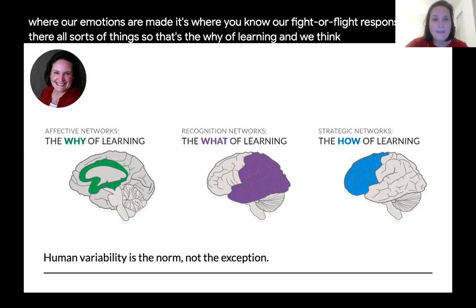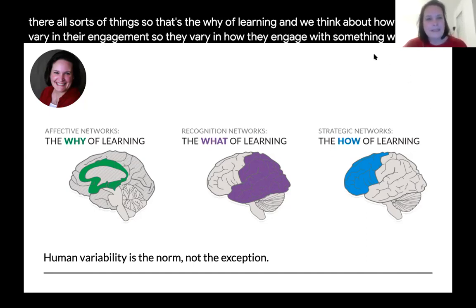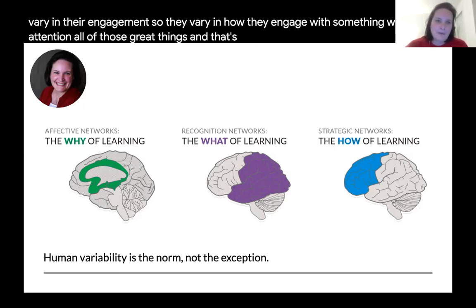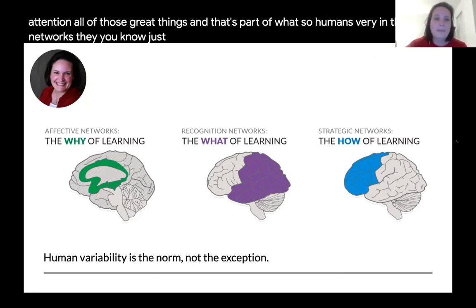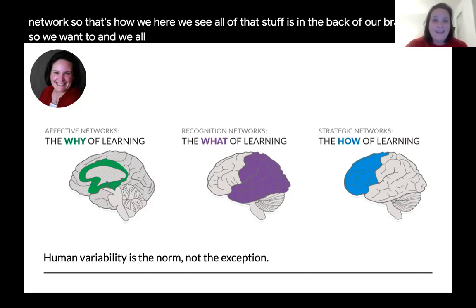And we think about how people vary in their engagement. So they vary in how they engage with something, whether something is interesting, whether they can sustain their attention, all of those great things. Humans vary in those networks. At the back of our brain are our recognition networks. That's how we hear, we see, all of that is in the back of our brains. And we all vary in how we take in information, the what of learning.